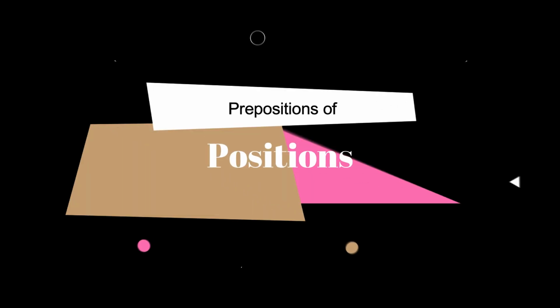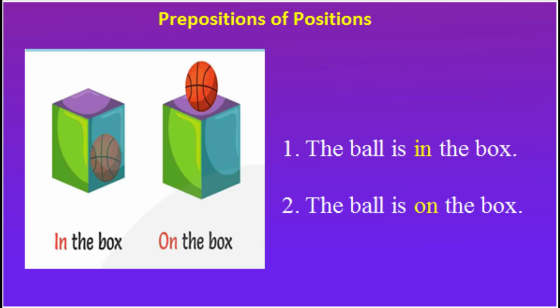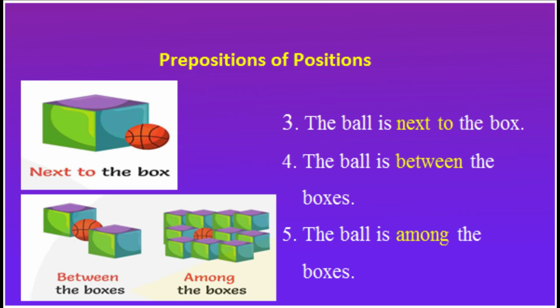Now let's move on to the prepositions of position. The words in red here show the preposition of position. First one, the ball is in the box. Second, the ball is on the box. Third, the ball is next to the box.